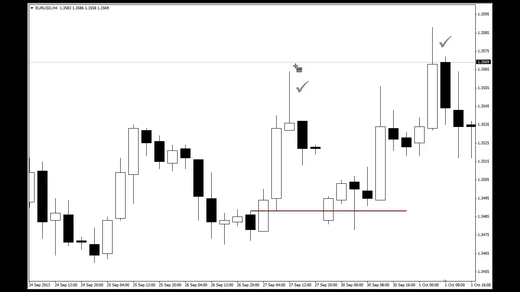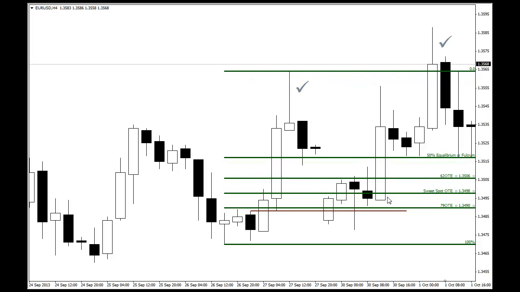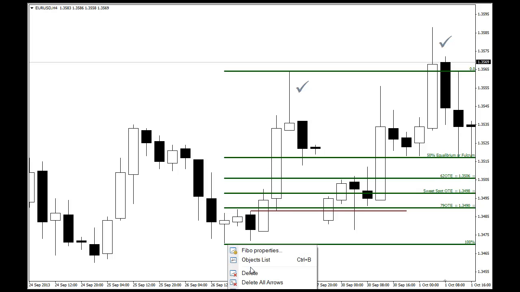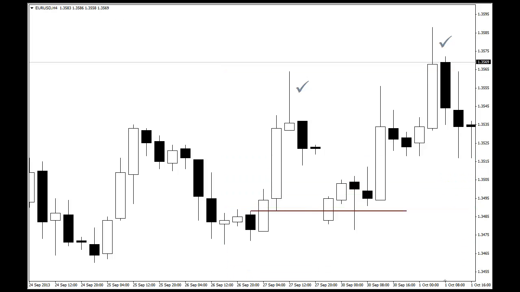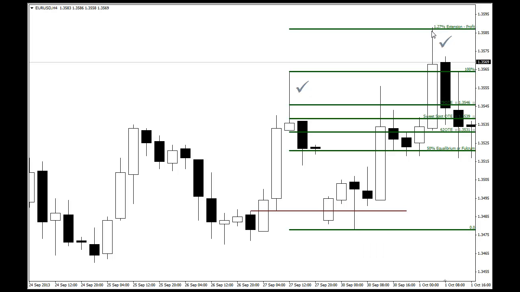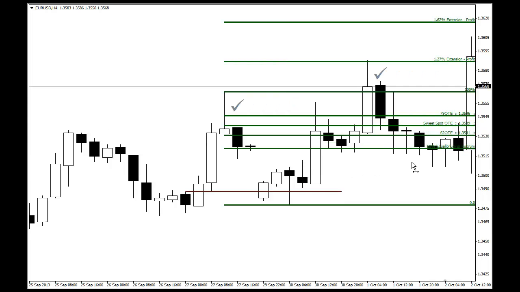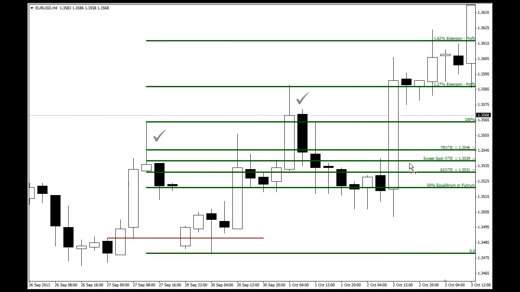Using the range, here's the low to the high. Your entry point is in here. And again, looking for upside objectives, you would reverse your fib from the high down to the low. Here's your 127 extension and your 162 up here. You can see it hits it right there.